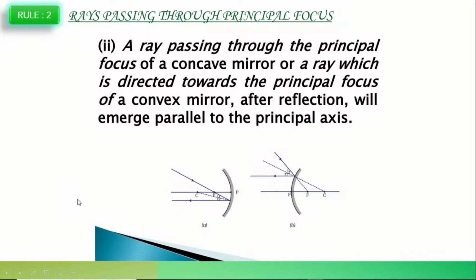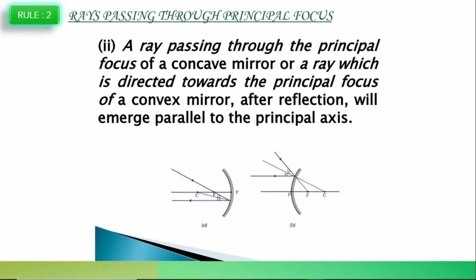Moving to the second rule. The second rule says that rays passing through the principal focus. So it is exactly the opposite, or the reverse form, of the first rule. In the first rule, what did they say? When a ray is parallel to the principal axis, after reflection, the reflected ray passes through the principal focus, where this is the exact reverse form.